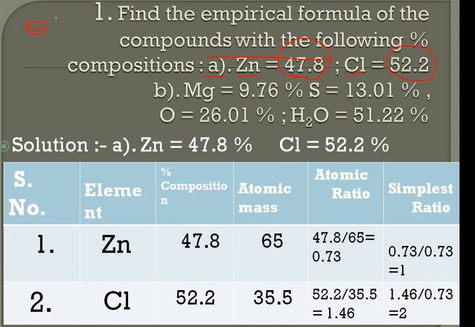The compound total is 100%, and if zinc is 47.8%, then the remaining part is chlorine. If the chlorine percentage is not given in the question and it only says that chlorine is present, then you can calculate the percentage of chlorine by subtracting the zinc percentage from 100. 100 minus 47.8% gives you 52.2%, right? But in this question it is given, so we take this first example. Part B is the second example, we discuss it later, but first we take the first example.